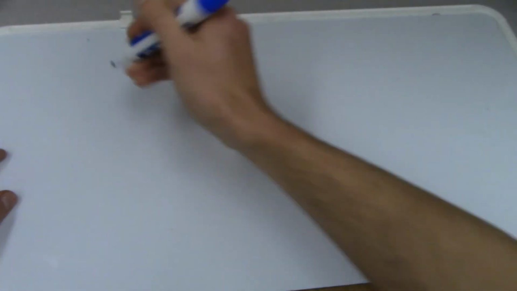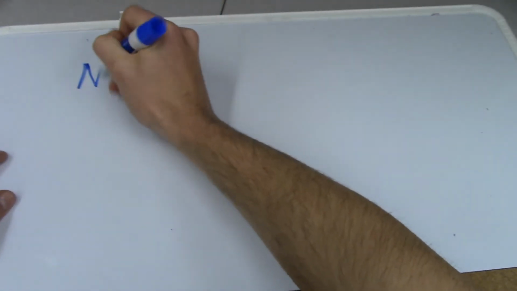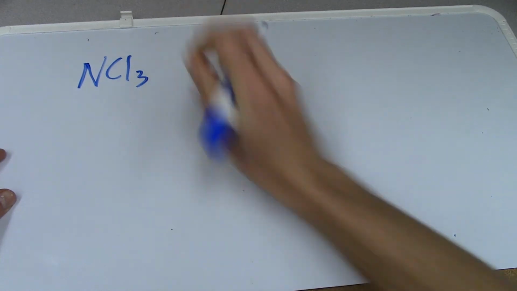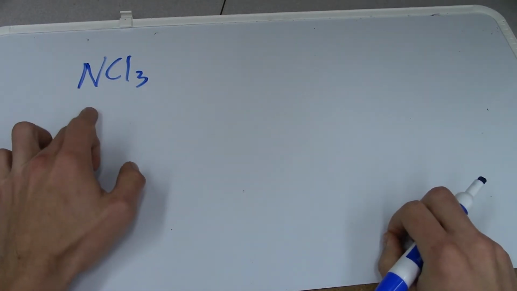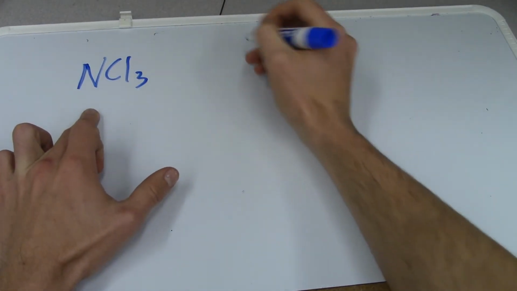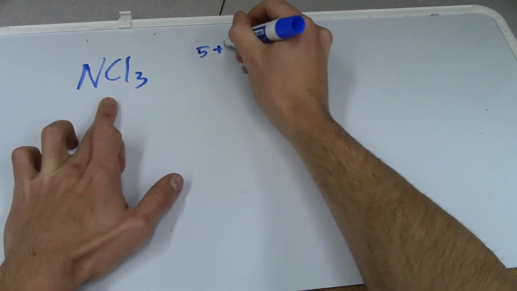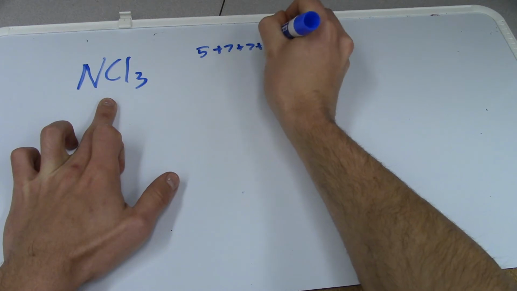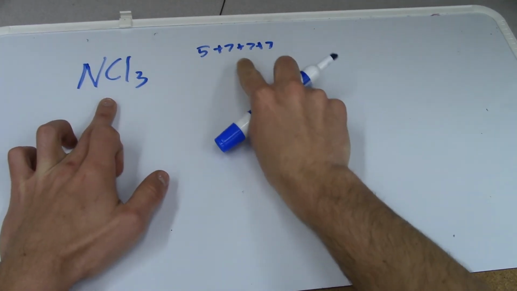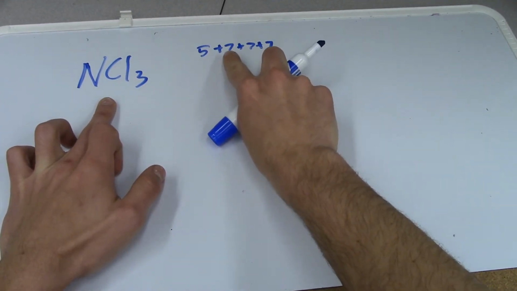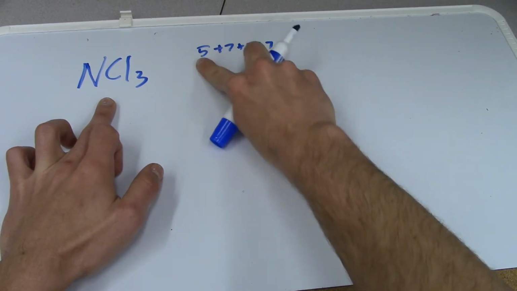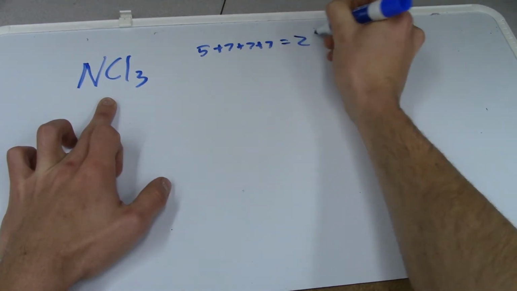Let's look at nitrogen trichloride. So my first step, again, is to count up total valence electrons. So I know nitrogen has 5. Chlorine each has 7, so 7 plus 7 plus 7. It looks like it's going to be an impressive number, but it's not going to be too bad. So 21 plus 5 is 26 total electrons.